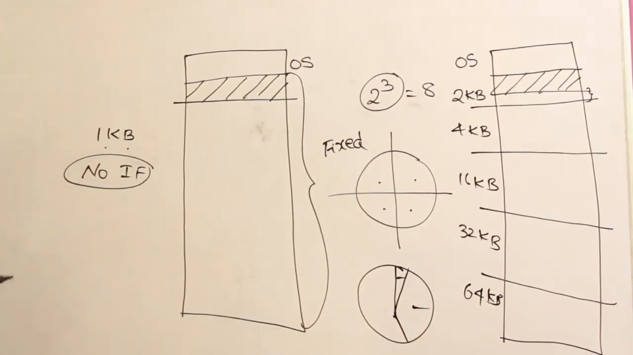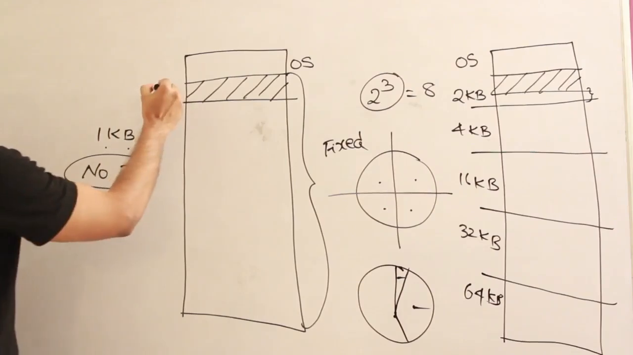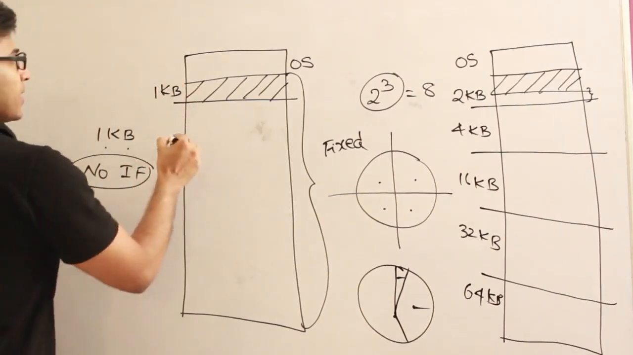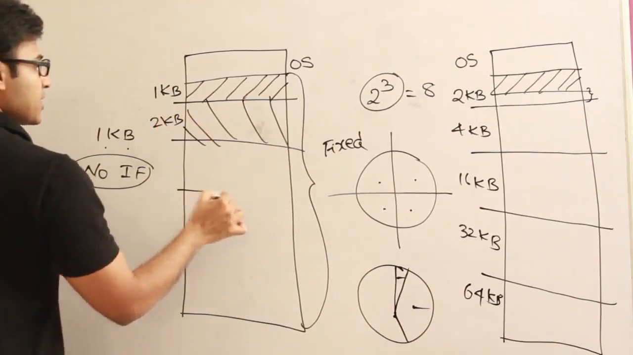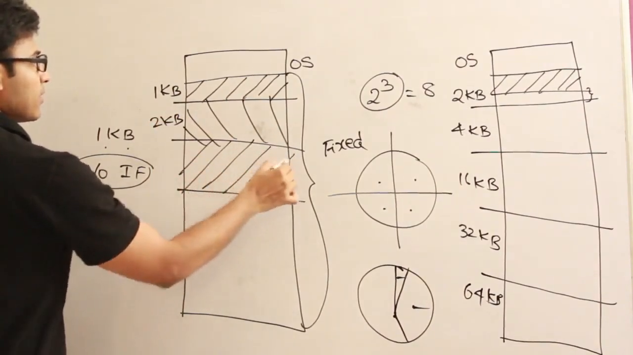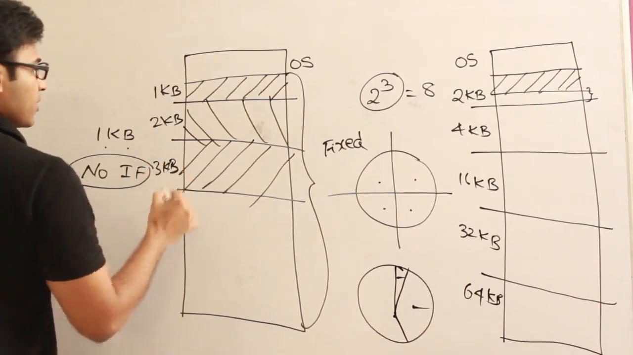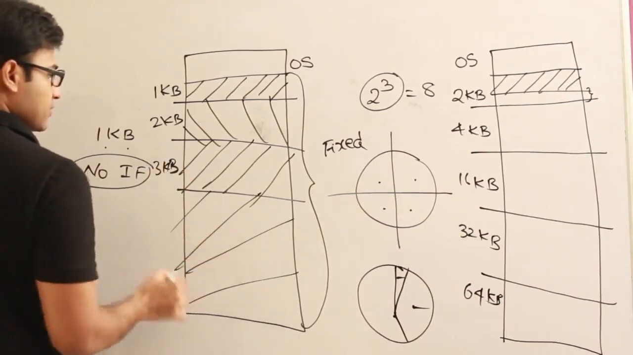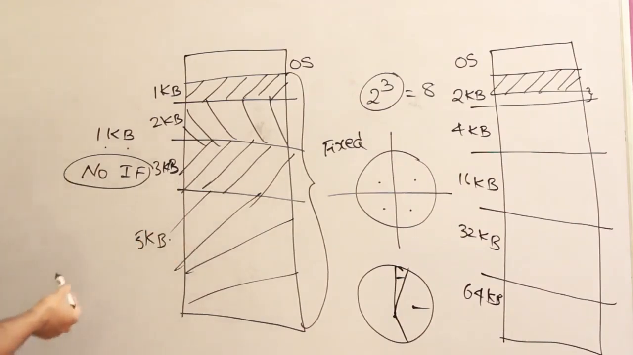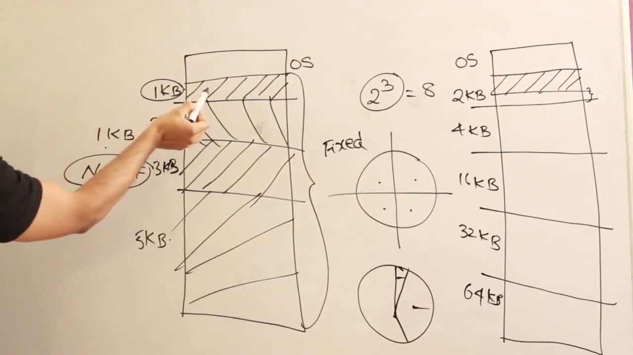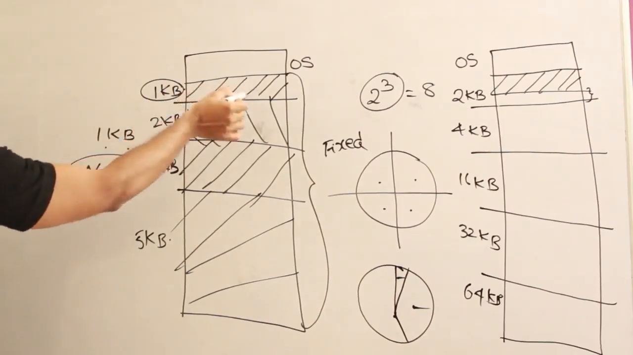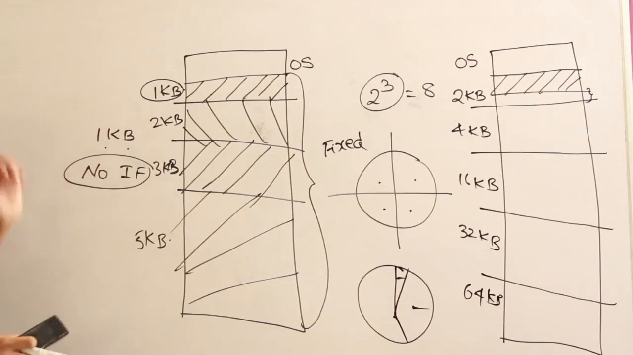Fine. Now what happens? Assume that here a process has taken 1 kb, right, and next process has come and it has taken 2 kb, and next process has come and it has taken 3 kb, something like this, and next process wanted 5 kb and we dedicated this 5 kb to it, right? And at some point this 1 kb process has run to completion, and therefore we have freed it up, which means we have removed the 1 kb process, and now this block is available, right?